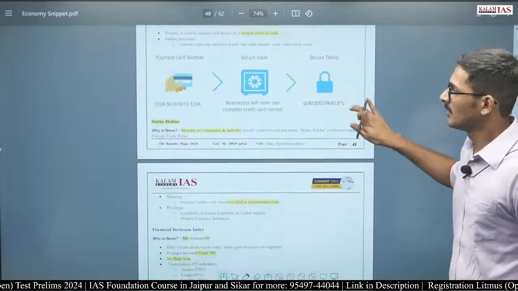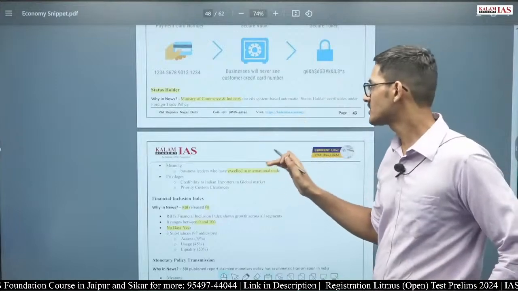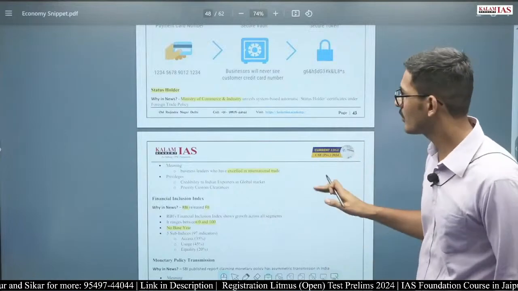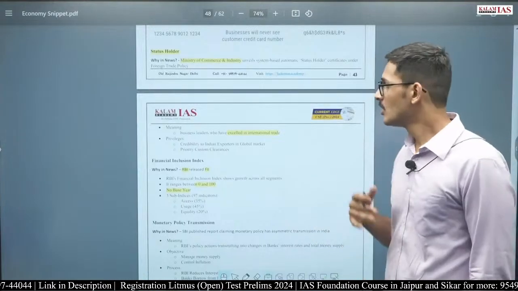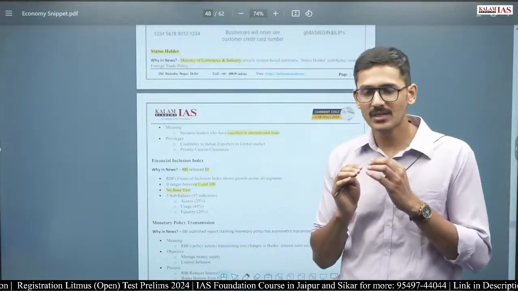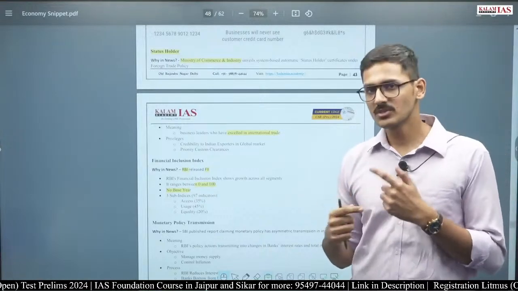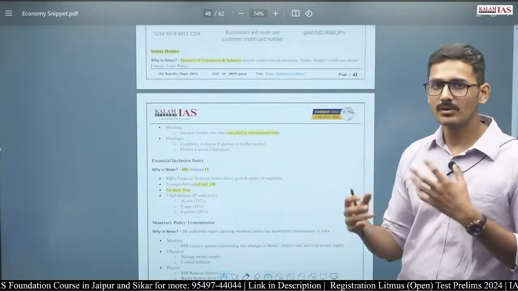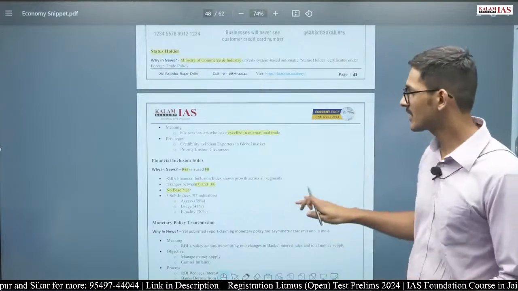One of the terms that you should know is status holder. Status holder is basically a certificate the Ministry of Commerce and Industry automatically provides to people who are engaged in international trade. To whom is it provided? To people who have a certain amount of international trade every year. So the government will automatically provide them status holder. The benefit is that they will get priority customs clearance, and it will also increase the creditworthiness and credibility of Indian exporters in the international market.